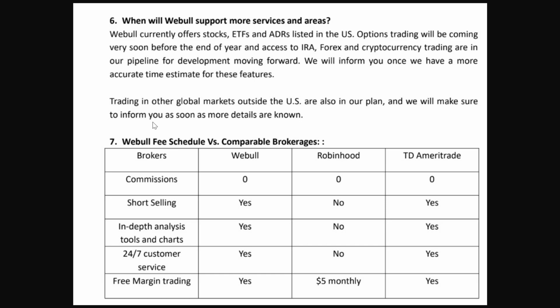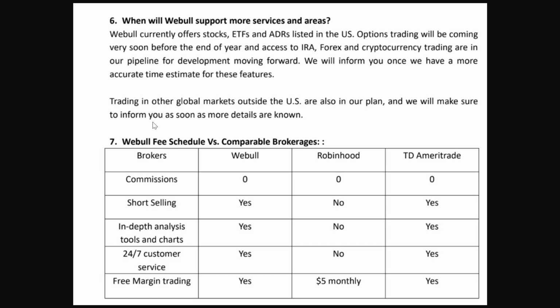These are their fees compared to others. The commission on Webull is 0, Robinhood is 0, TD Ameritrade is now 0. You have short selling on Webull, yes. You cannot do that currently on Robinhood, and on TD Ameritrade you can. In-depth analysis tools and charts, yes, sort of. I think Thinkorswim is a little bit more dynamic in that regard, but compared to Robinhood, it's a little bit more clear and direct. I feel they can work a little bit more on their news end of things. Thinkorswim, that's obviously yes.